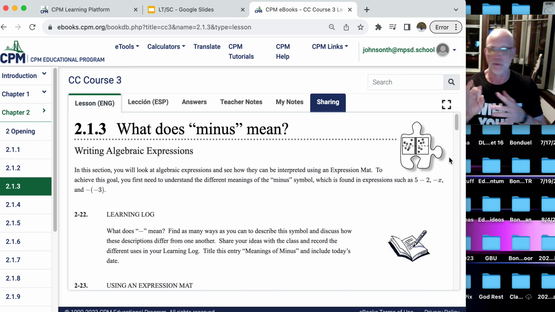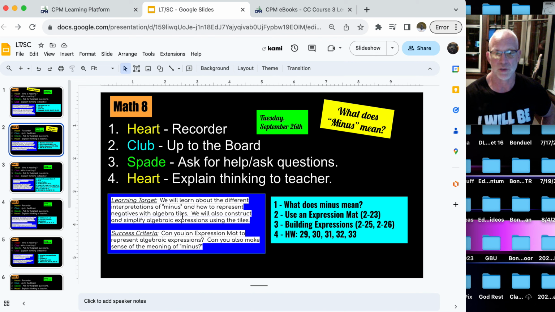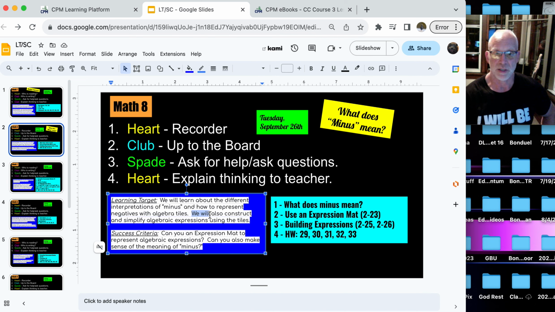And our learning targets today is we will learn about the different interpretations of minus, like we just talked about, and how to represent negatives with algebra tiles. Then we will also construct and simplify algebraic expressions using the tiles. So the success criteria is, can you use an expression mat to represent algebraic expressions? If you can do that, can you also make sense of the meaning of minus? Do you understand that minus can mean negative and opposite and subtract? Okay.